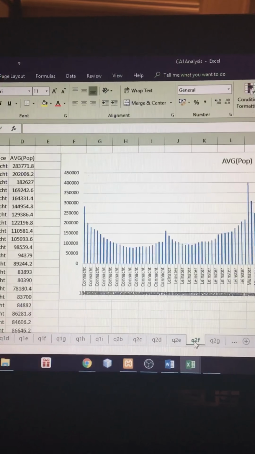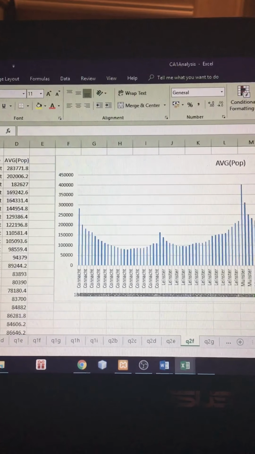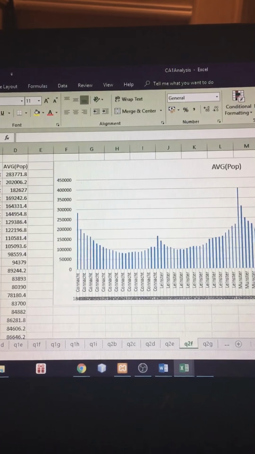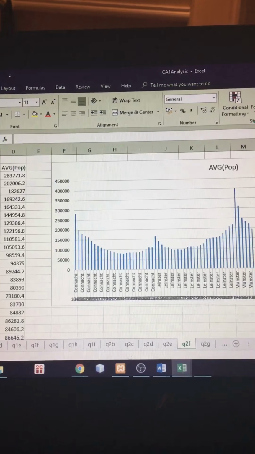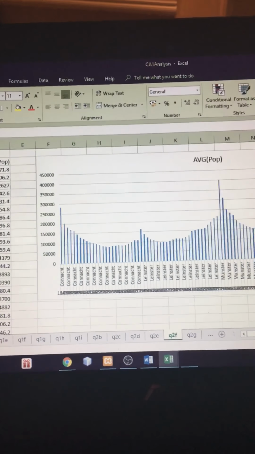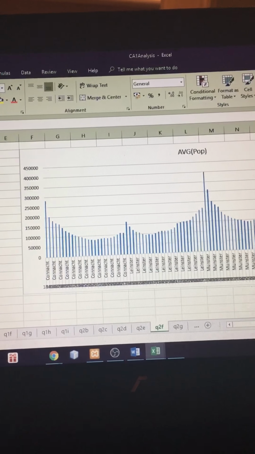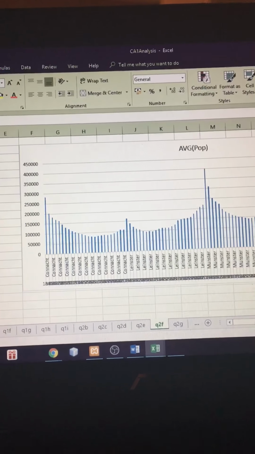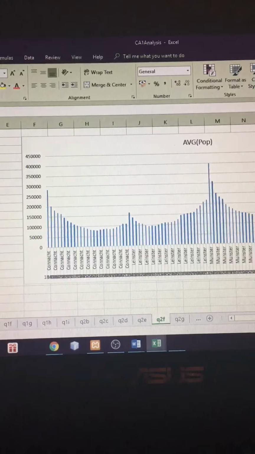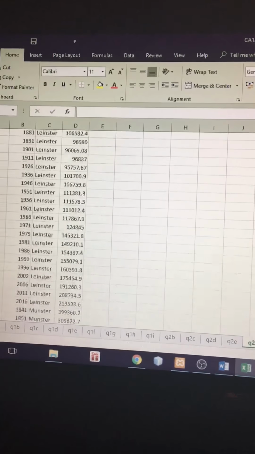2E, 2F, so that was to the average populations for each province from all census years. The years, there was too much of them, so it didn't come out properly on the graph, but all the counties are along the bottom and the average populations are along the top, and all the data is along the side.